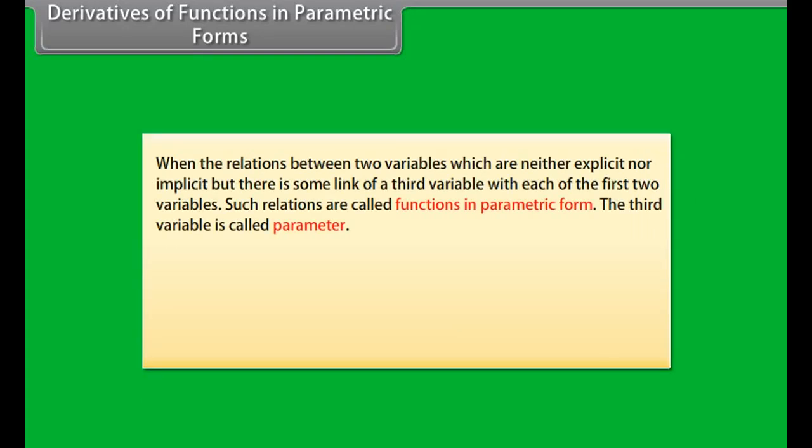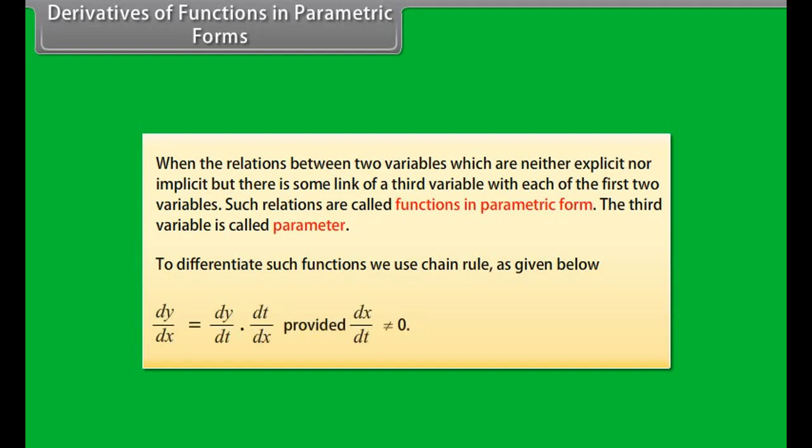Derivatives of functions in parametric forms. When the relation between two variables is neither explicit nor implicit, but there is some link of a third variable with each of the first two variables, such relations are called functions in parametric form. The third variable is called the parameter. To differentiate such functions, we use the chain rule as given below: dy by dx is equal to dy by dt into dt by dx, provided dx by dt not equal to 0.